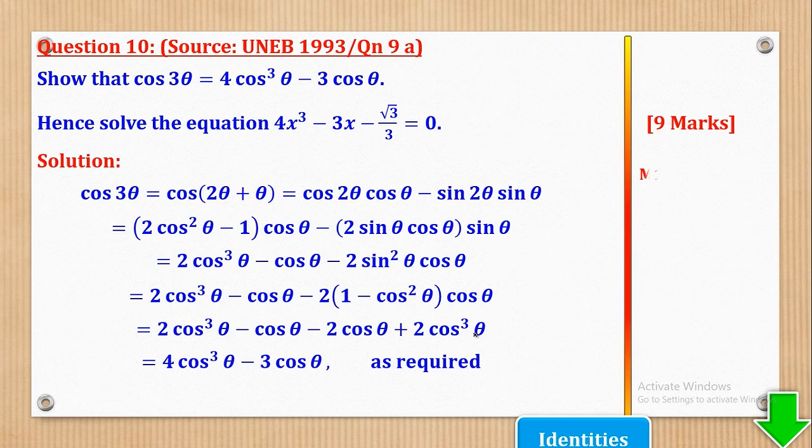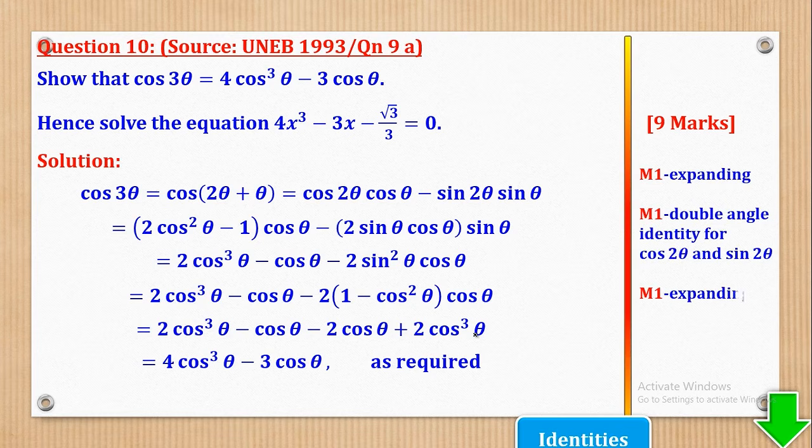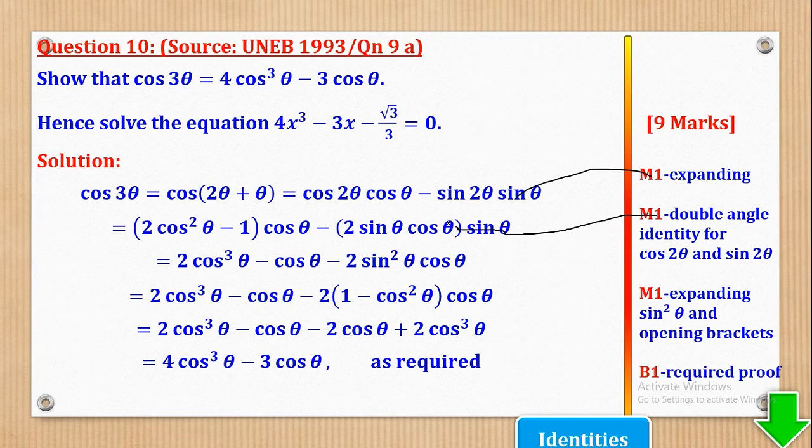So basically that's what they wanted. Now let's see how much can be awarded before we go to the hence part. M1 for expanding, then M1 for double angle identity for both this and this. So it's given that step. Then M1 for expanding sin squared theta and opening brackets. So it's given that step. B1 for the required proof.